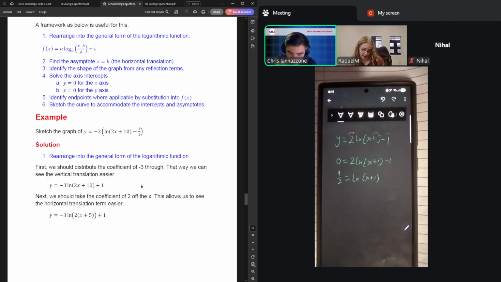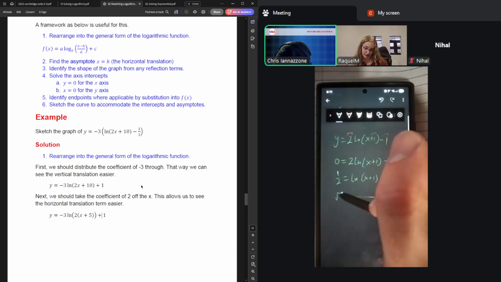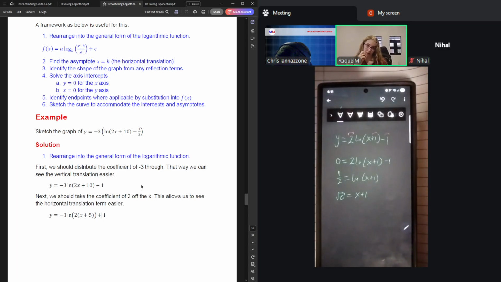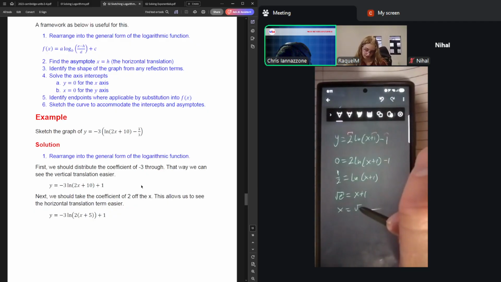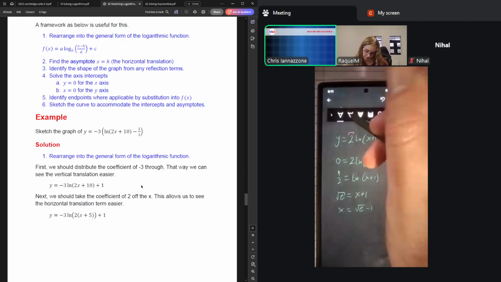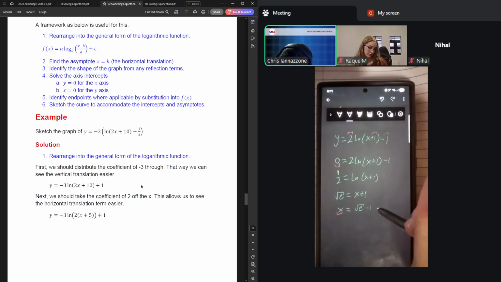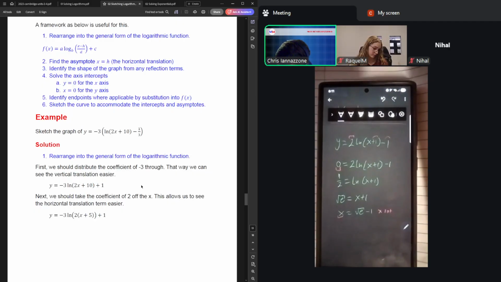Would it be e to the power of a half? Or would you write the square root of e? Either. Okay, square root of e equals x plus 1. But then would you subtract 1 from both sides? Sure would. Square root e minus 1, and you can see we got x on its own after having done y equals 0. This has given us our x-intercept. Cool. That's one of the key features down.